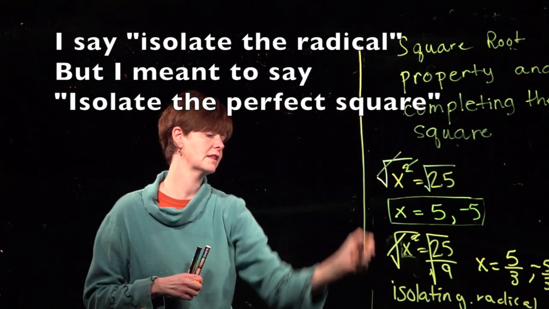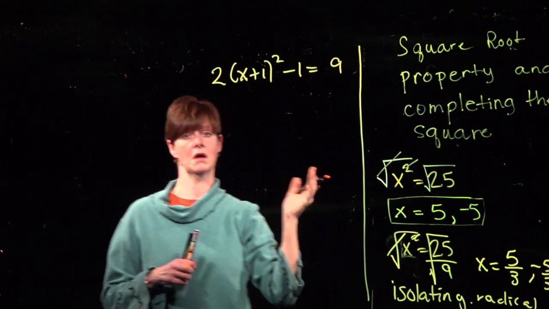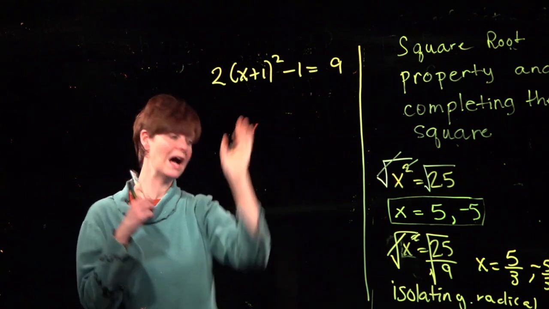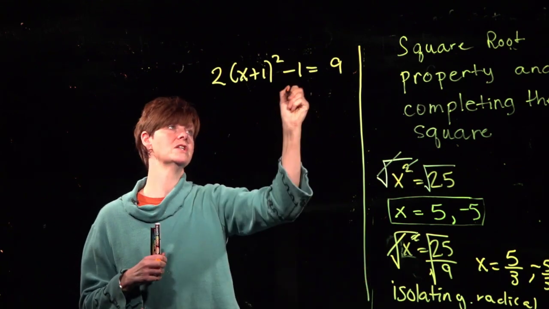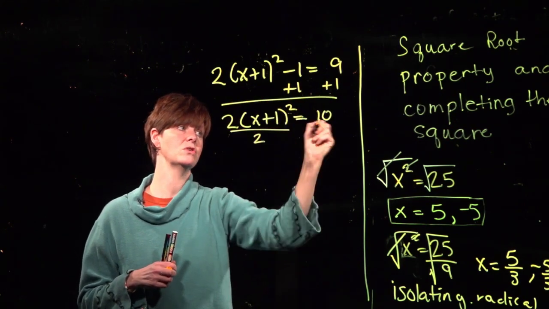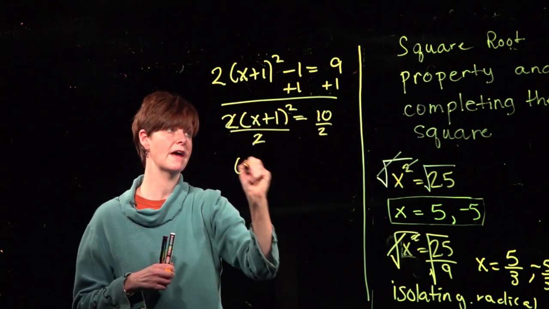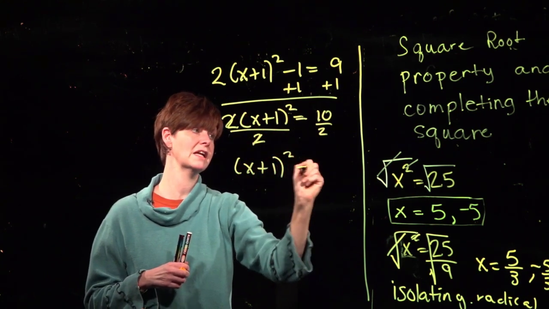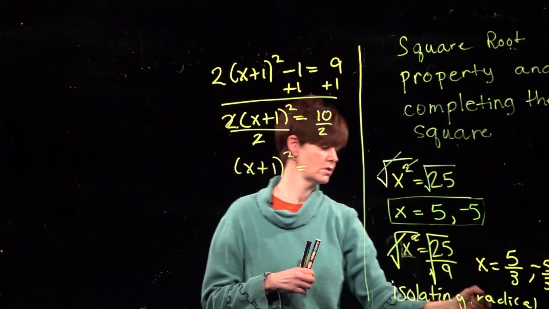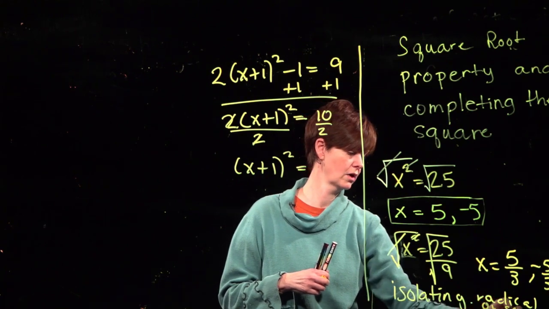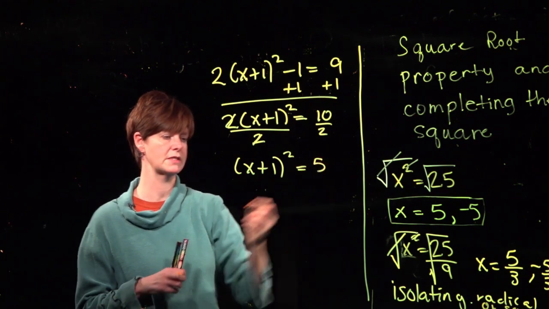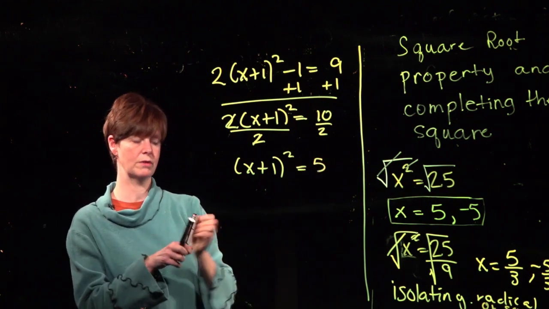If I have something that looks like this, that's complicated. You can't just run around taking the square root of things. You have to isolate the radical first. So if I add 1 to both sides, now divide by 2. This is all part of that first step. You have to isolate the radical, or I'm sorry, in this case it's a square. We're going to do the same thing, so I'm sorry I used the wrong vocabulary there, but we got this. Now you can take the square root of both sides.